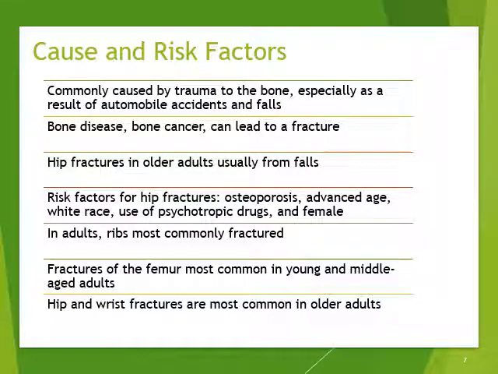So, cause and risk factors. Fractures are commonly caused by trauma to the bone, so that's the normal type of trauma that causes a fracture, usually as a result of an automobile accident, motorcycle accident, or a fall. Bone disease or bone cancer can also lead to a fracture. Hip fractures in older adults usually are from falls. Risk factors for hip fractures are osteoporosis, advanced age, white race, use of psychotropic drugs, and female sex.